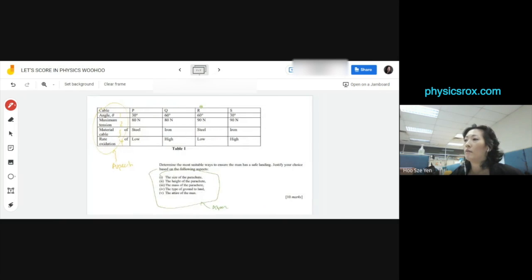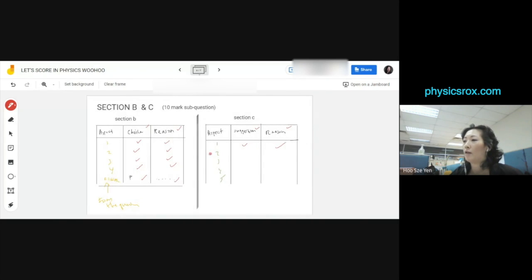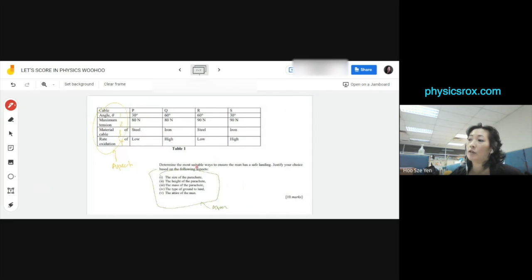Then the second one is height. So you write height of parachute. How should it be? Oh, it should be longer. You write that. So the reason I ask you to write the aspects here is to help you stay on track and to make sure that you've answered everything that the question has asked. Because if you want to write extra bits, but you didn't even fulfill the minimum written here.